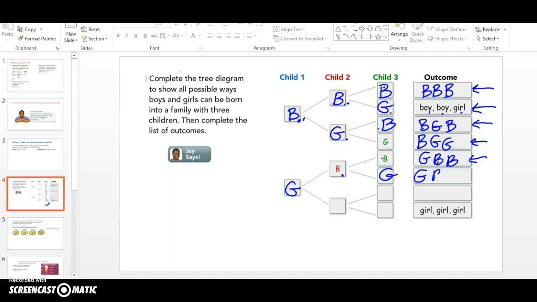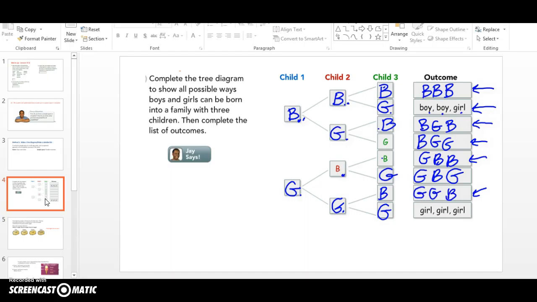Girl, boy, girl. No, not here. Girl, boy, girl. Okay, all right, then this would be a girl. What would this one be? Girl, because I already have a boy here. All right, and then what are the two things I can have? I can have a boy or a girl. So what goes here? Girl, girl, boy. Good.